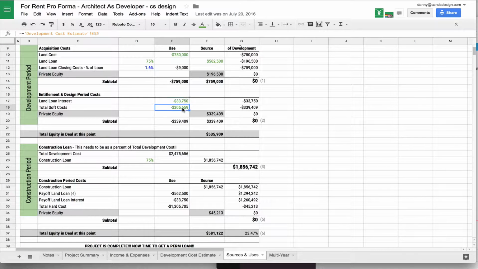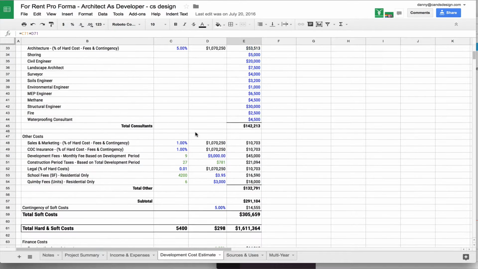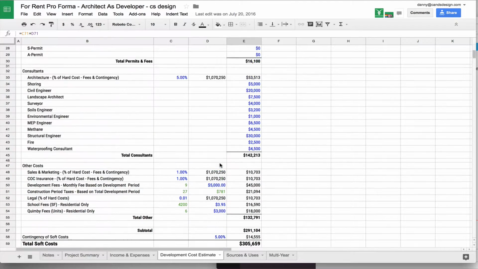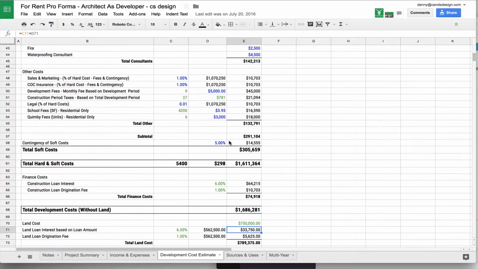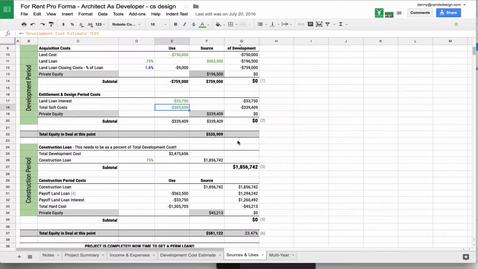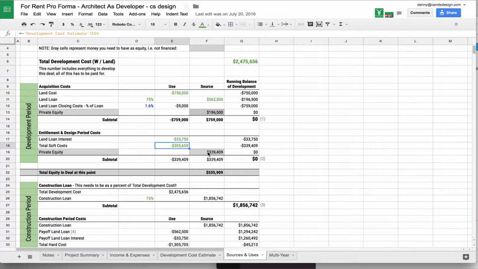And the soft costs that are here are coming from the development cost estimate tab that we calculated. This is the money that you were going to be paying to all of the consultants, all of your marketing, your fees, your permits. That was at $305,659. So that money, remember, you used up your private equity to buy the land and you went back to zero. So now you need money to pay for this. So that's also going to be private equity.